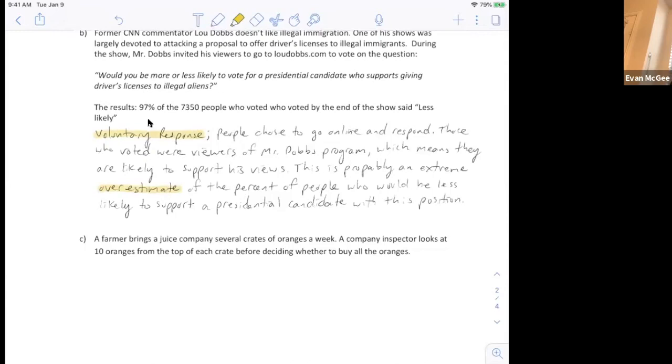So again, this is voluntary response. They chose to call in or go online and respond. And the 97% is most likely an extreme overestimate because people who watch the program are already in support of his views.